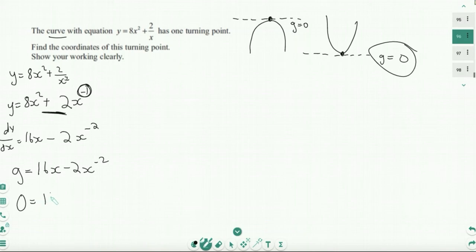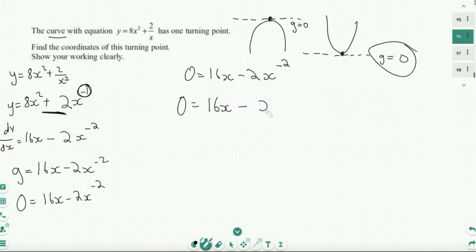So we can replace the gradient with 0. 0 is equal to 16x minus 2x to the power of negative 2. Now, guys, whenever we're solving equations, we hate solving equations when we have a negative indice. So we have to put it back into a fraction. So let's rewrite this so we get rid of the negative indice. 0 is equal to 16x minus 2 over x squared. Another way to write x to the power of negative 2 is x squared at the bottom, and the 2 becomes positive.